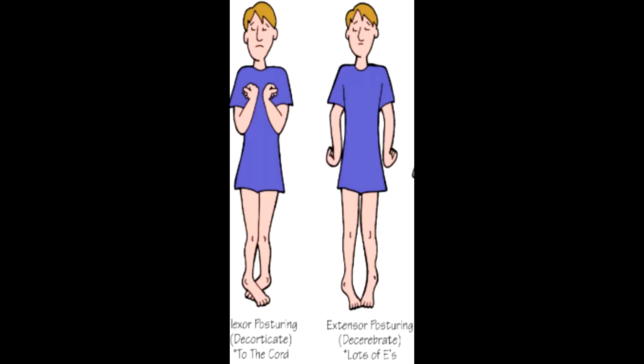Now, for adults and posturing, if they develop decorticate or decerebrate posturing, you definitely know that they have some form of neurological damage going on. So think increased intracranial pressure. For decorticate, if they have a flexed position, then you know that they are experiencing decorticate. Decerebrate is more of a straight position.